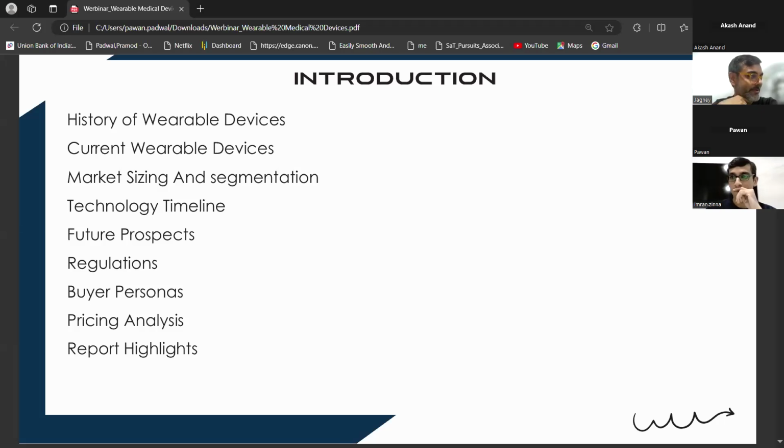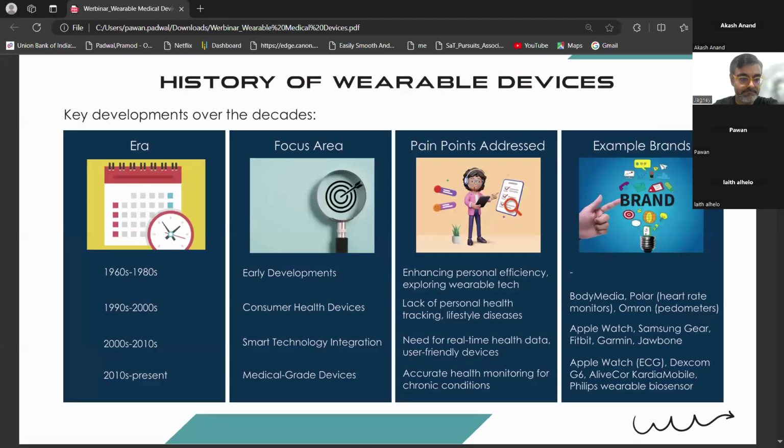After that, the pricing analysis. This will also be on a regional basis. We have analyzed the pricing strategies for each region regarding wearable medical devices, and of course, the report highlights section will give you a brief about our market research report and its sections. Without further ado, I will just rush you through the history of wearable medical devices.